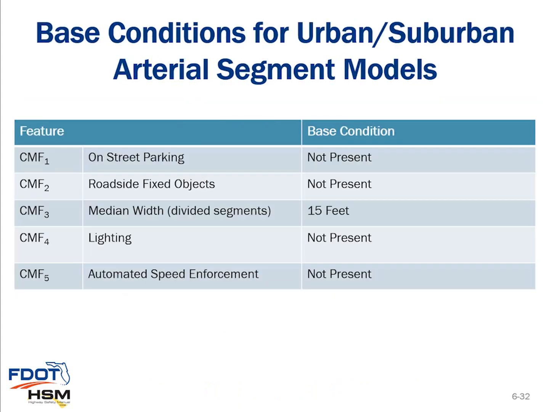Okay. So as we look at the base conditions for the crash modification factors supporting the urban and suburban segment models, again, you'll have the 5 shown. On-street parking not present, no roadside fixed objects, and the median width being 15 feet. Depending upon the facility type that you have, it may not be applicable. For instance, in the 2-lane, it won't be applicable. And then looking at lighting and automated speed enforcement are the different crash modification factors for the segment models.